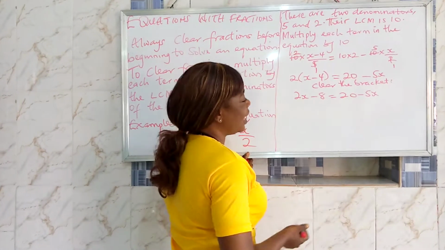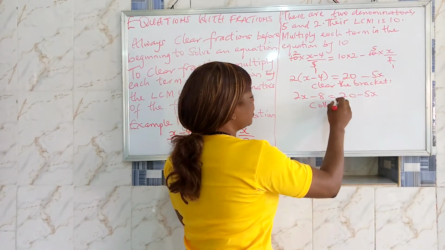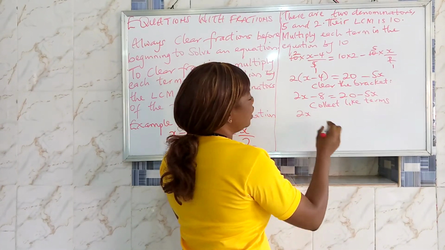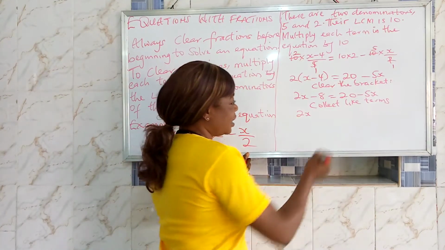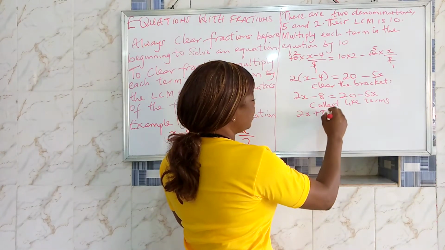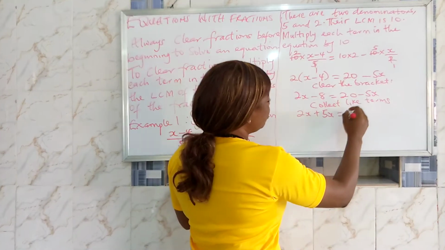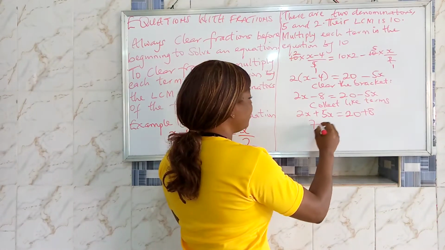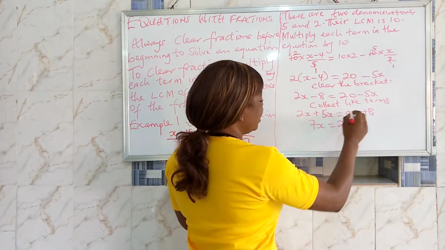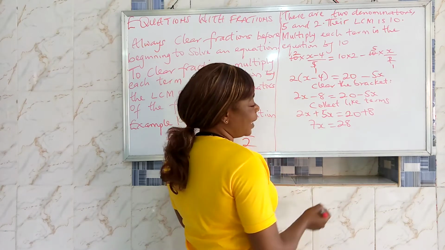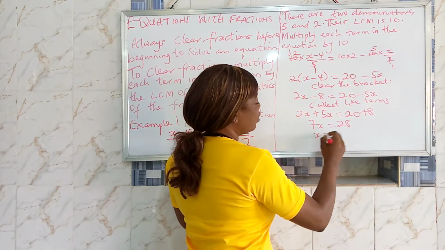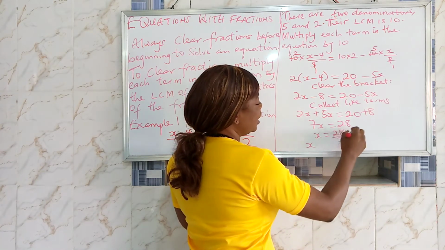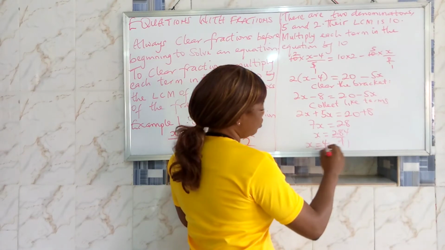Next thing, I can collect like terms. So I will have 2x. I'll bring my unknown here to the left hand side. So this one crossing here will give me plus 5x is equal to, this one remains as 20, this one coming here will give me plus 8. So at the end of the day I have 7x, this one will give me 28. So that means you now divide both sides by 7, or just say x is equal to 28 divided by 7. Finally, 7 here 1, 7 here is 4. So x is equal to 4.